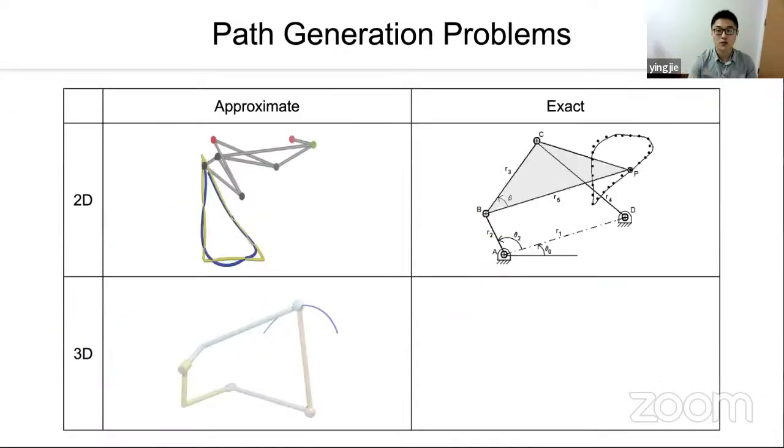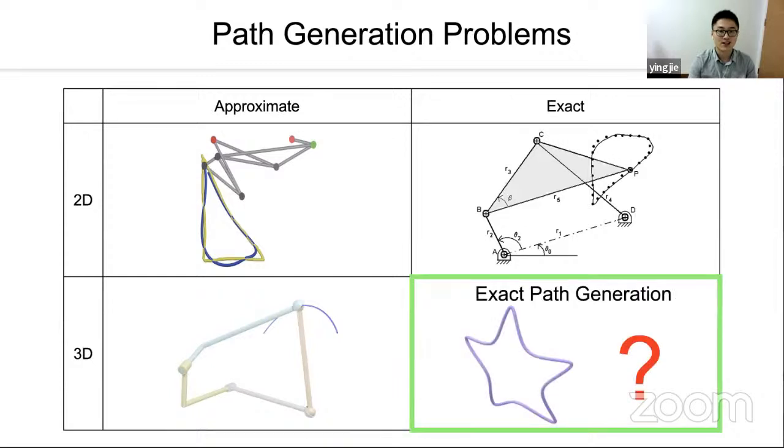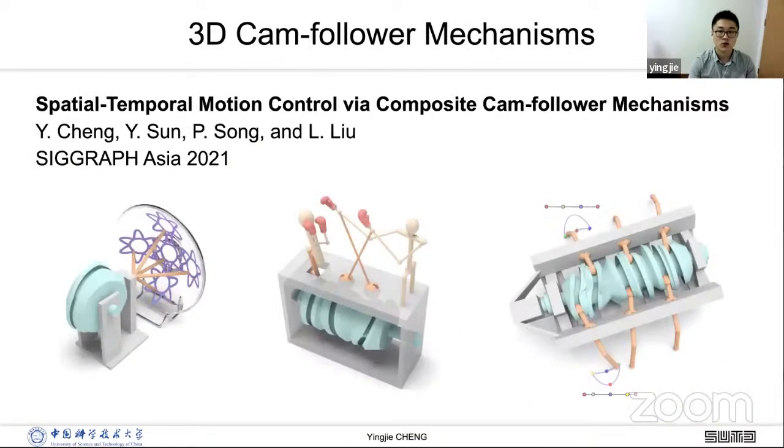Now, researchers can approximately or exactly generate a 2D path and approximate some simple curves with spatial linkages. However, how about exactly generating a 3D path, such as this star, which is lying on a spherical surface? To solve it, I'm going to introduce our recent work on exact 3D path generation. The paper title is Spatial Temporal Motion Control via Composite Cam-Follower Mechanism. This work has been published at SIGGRAPH Asia 2021.